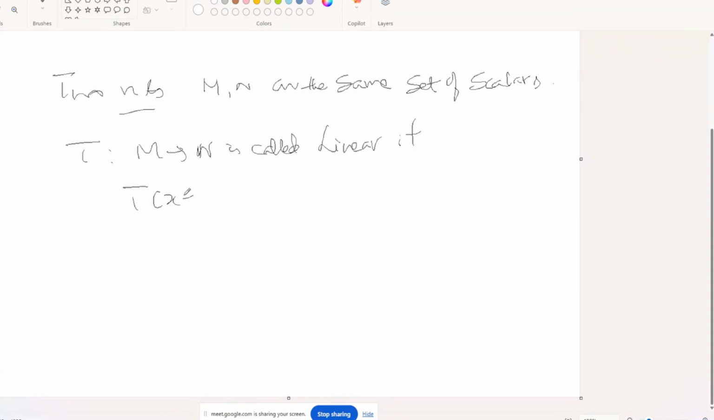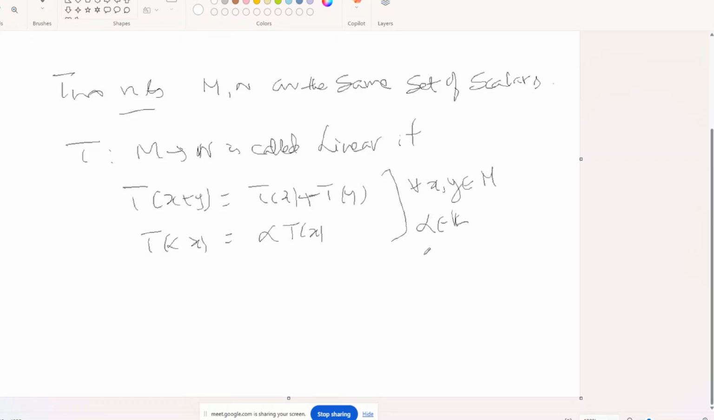T(x + y) = Tx + Ty, and T(alpha x) = alpha Tx, for all x, y in M and for all alpha in the same scalars. Such a map is called a linear map. These being normed linear spaces, there is a topology also.